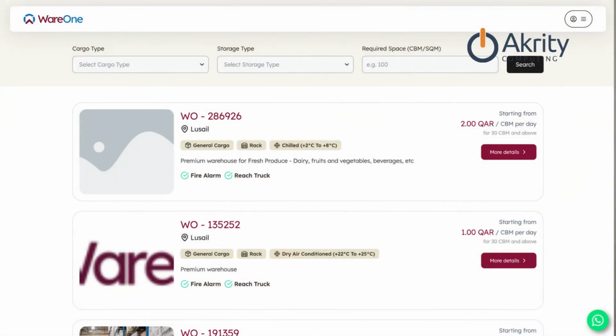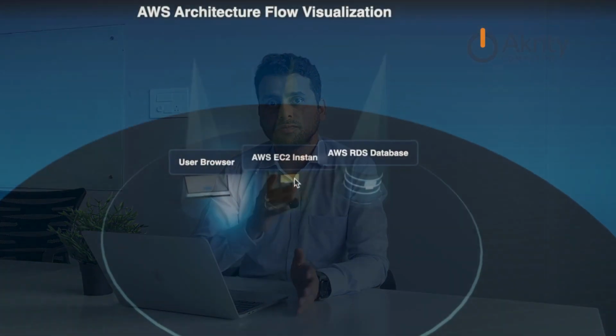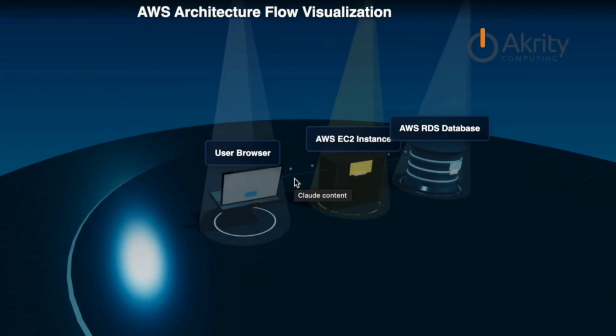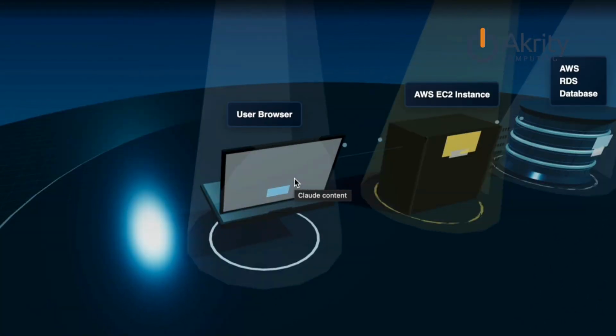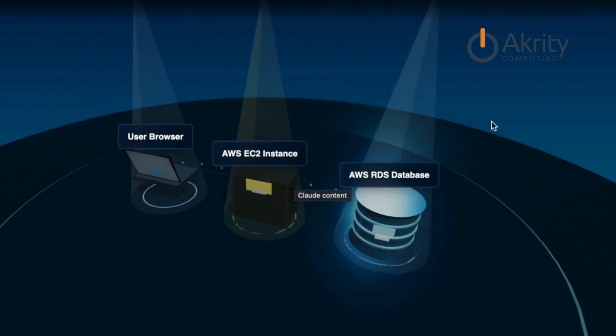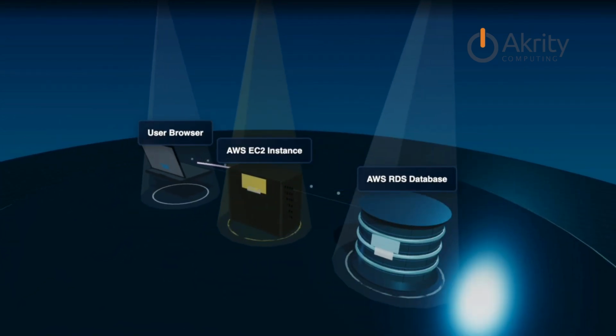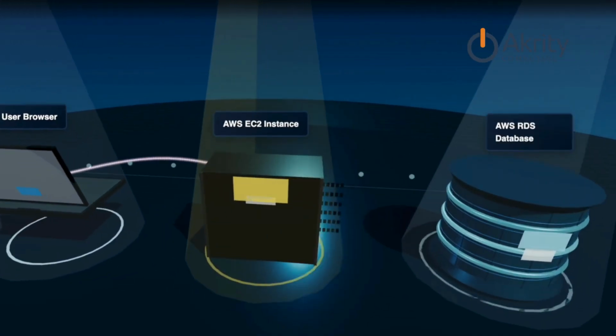Let's say I open the landing page, where1.net. In this case, from the browser, the request first hits the EC2 service. The EC2 service is where all my code is hosted and running, to be able to respond to the user for this particular page.